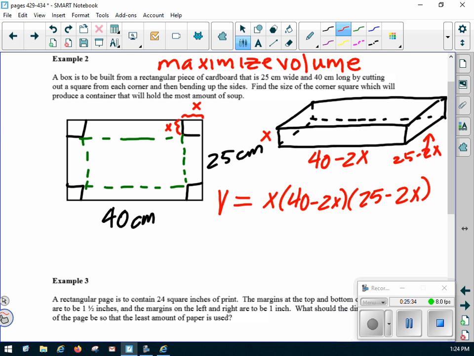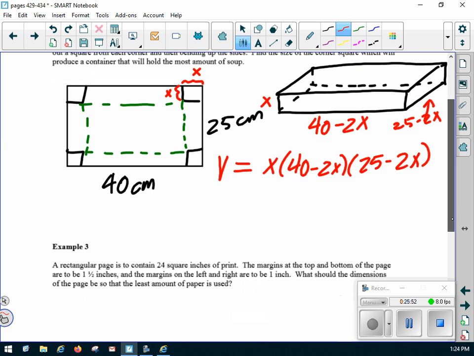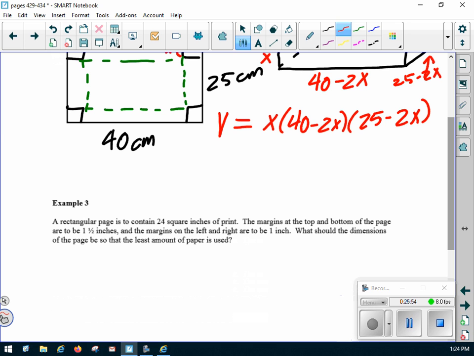Do you have to multiply it out? The answer is no, but I'm going to, and I'm going to explain why. Do we need a secondary equation is the first question. Because we only have one variable over here, I do not need a secondary equation. So I'm going to take the derivative of this. If I leave it alone, I'm going to have to do the product rule a lot.